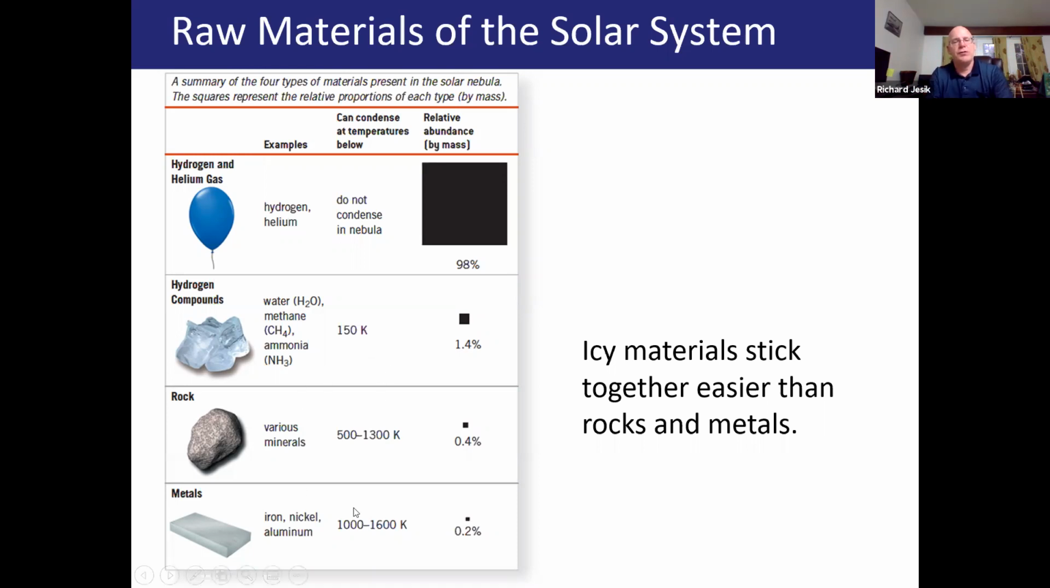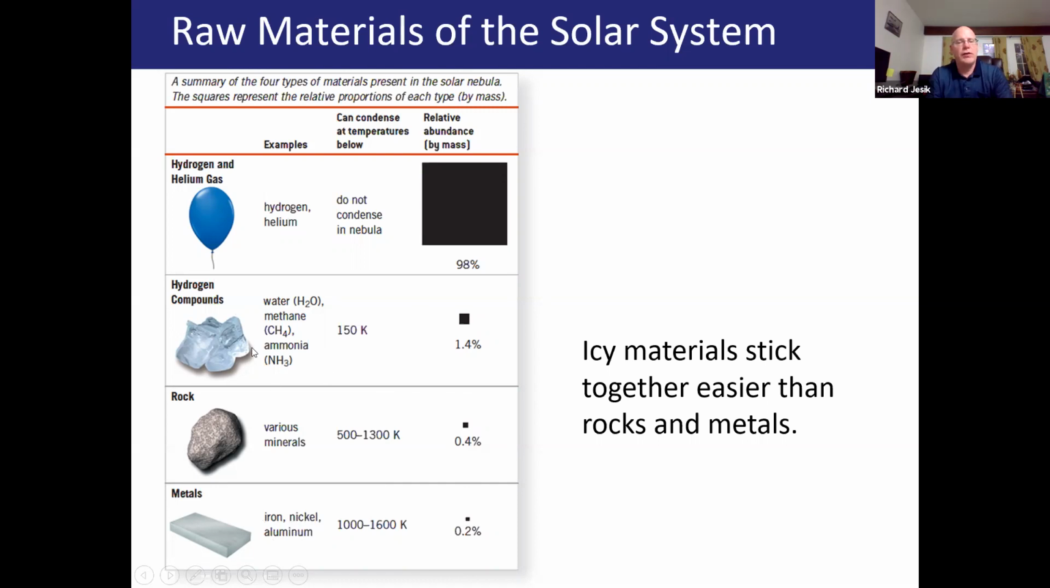But there's other stuff. In our particular gas cloud, we had a lot of water. We had methane and ammonia, in these ice crystals. We had rocks, silicon compounds, and we had metals. In our nebula, we had a lot of iron and nickel and aluminum. And you can see the ratios here.